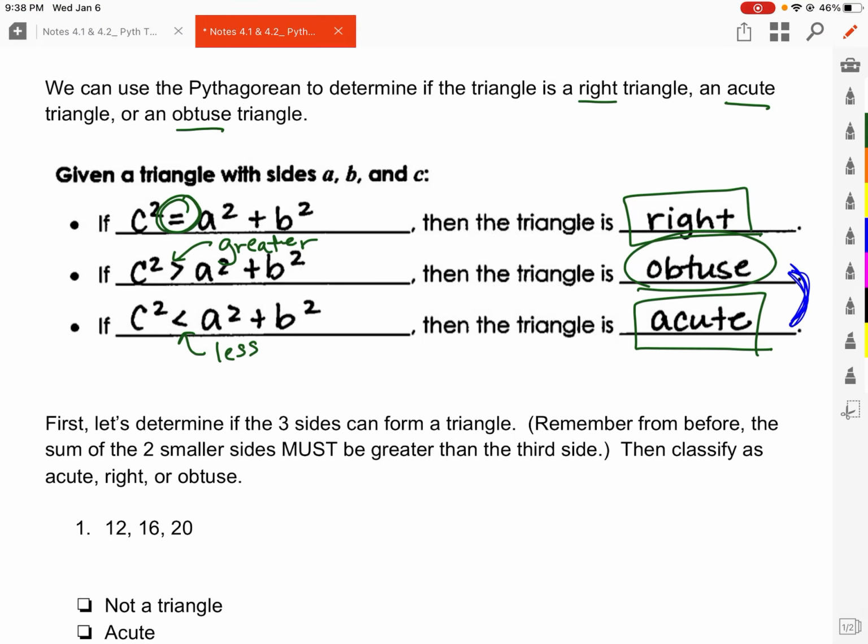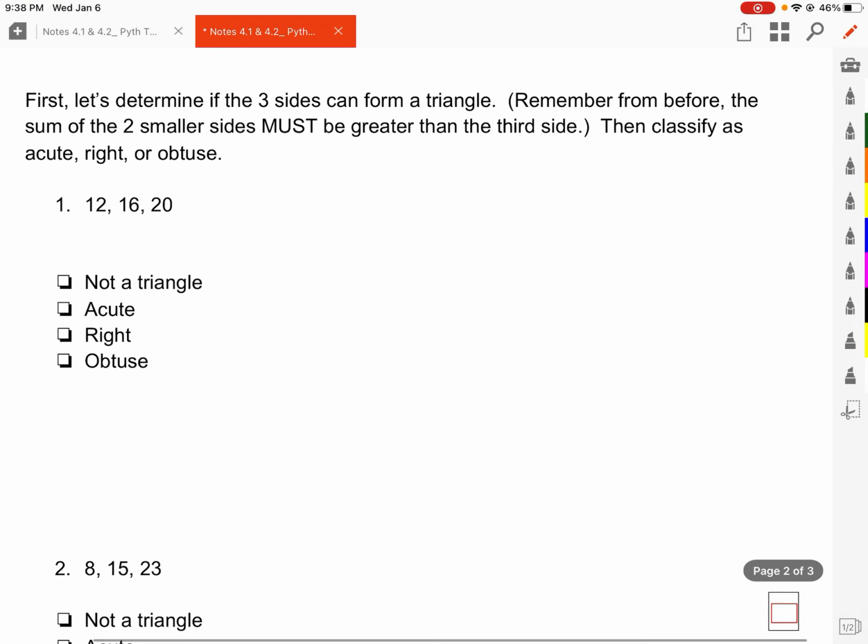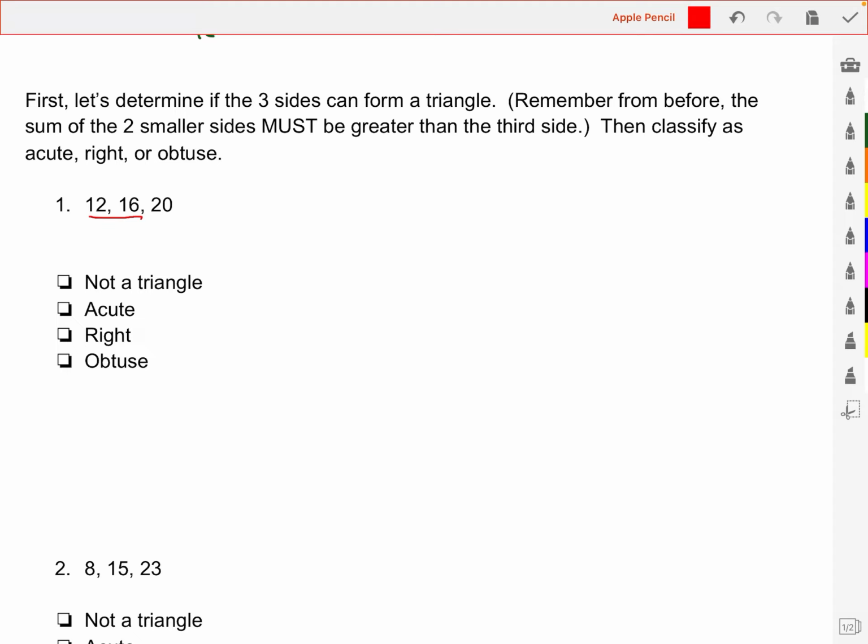All right, let's just do a couple. So first, let's determine if the three sides can form a triangle. I have to add these two together and see, is it bigger than 20? So we're asking a question each time. 12 plus 16 is 28, which is greater than 20. So yes, it forms a triangle.